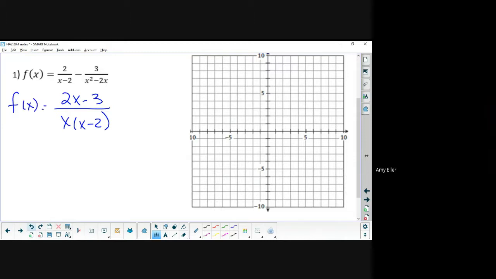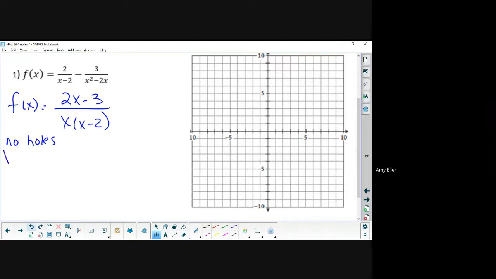Does the top factor? No. Do the top and bottom have any common factors? So what does that mean in my graph? There's going to be no holes. Write down no holes so I know that you checked it. No common factors cross out, which means this graph is going to have no holes.